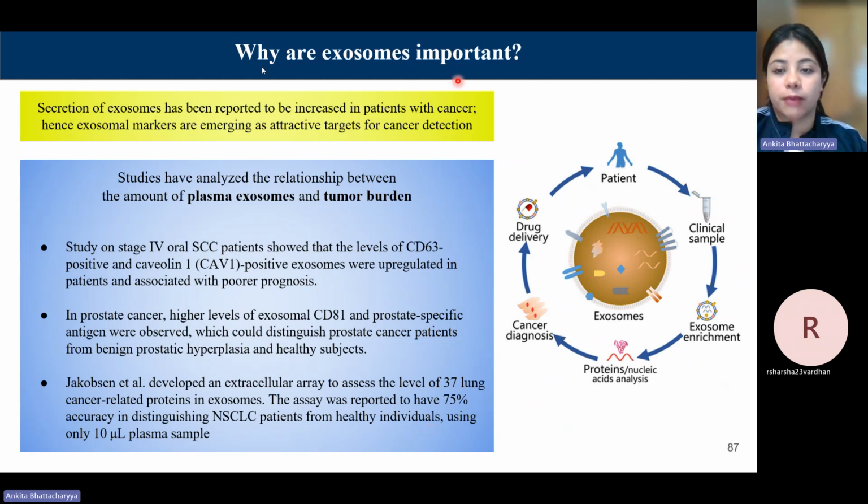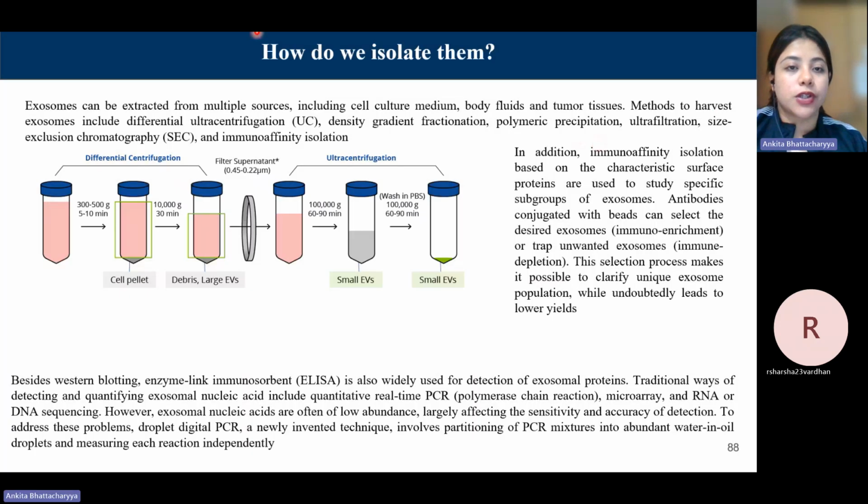And also an approximately 10 microliter plasma sample was found to be enough to help in diagnosing patients with non-small cell lung carcinoma. So this was the simplified process which is followed for isolation of exosomes, which we have looked at in more detail later on. Then we understood the process of isolation.